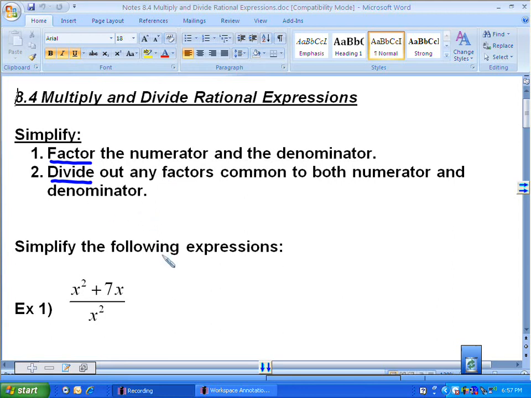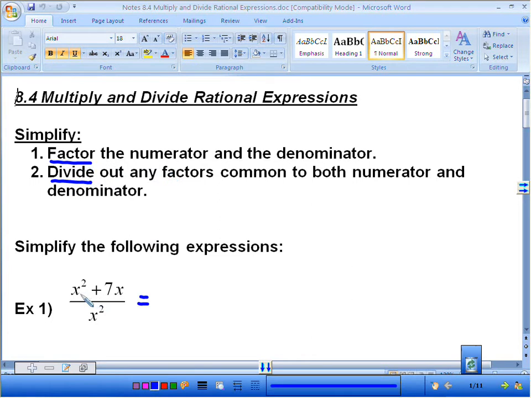When multiplying and dividing rational expressions, the first thing we want to do is factor both the numerator and the denominator. In this example, I can take out a common term of an x, and I'm left with x plus 7. I can't factor anything out of x squared.